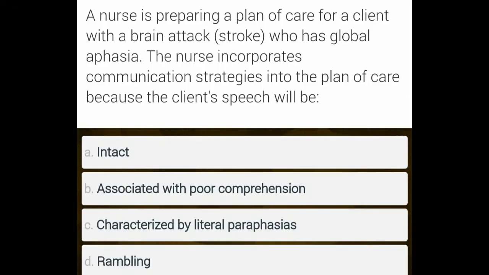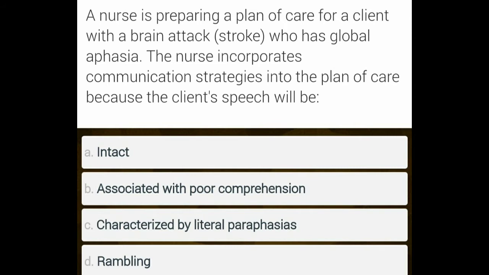Next one, a nurse is preparing a plan of care for a client with brain attack, stroke, who has global aphasia. The nurse incorporates communication strategies into the plan of care because the client's speech will be: A, intact; B, associated with poor comprehension; C, characterized by literal paraphrases; D, rambling.